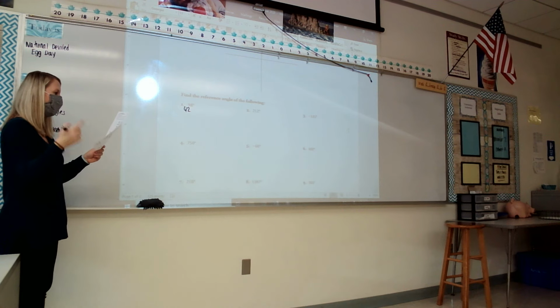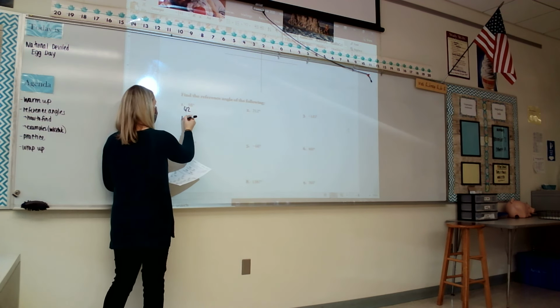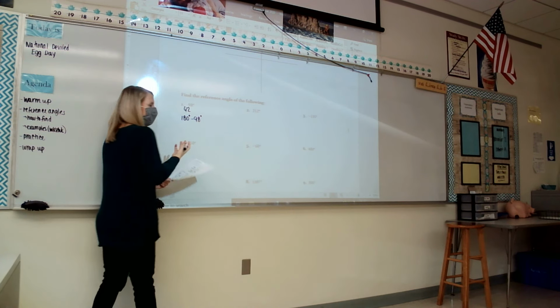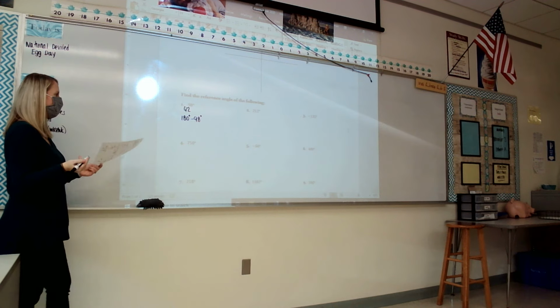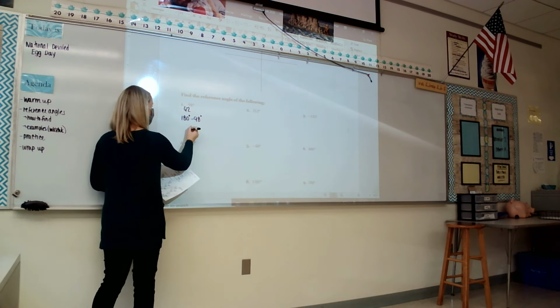In quadrant 2, I look to find the reference angle. It's 180 minus my angle, which I write as theta, because it changes. So in this case, I'm going to do 180 minus 98, and my reference angle would be 82.